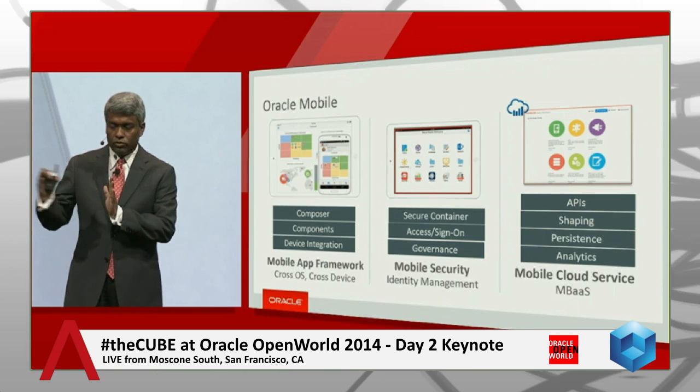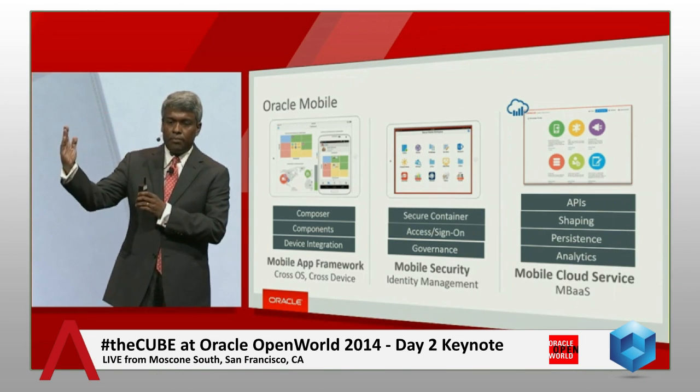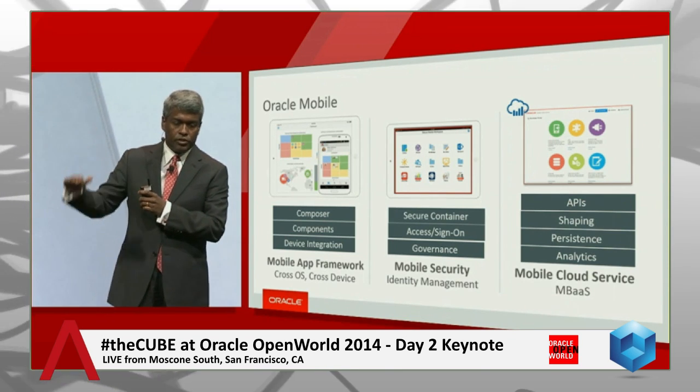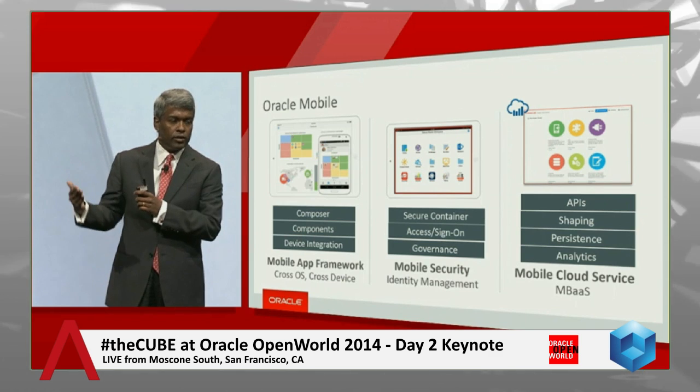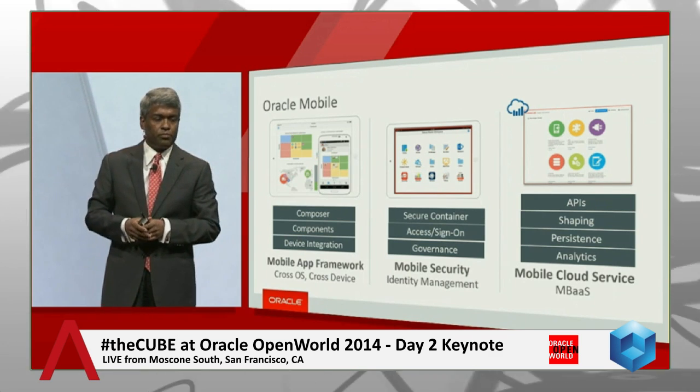Second, the mobile cloud service. It's the mobile backend as a service, the ability to get APIs, to shape them for your mobile apps, persist data locally, monitor usage of your applications with analytics, and optimize the experience.